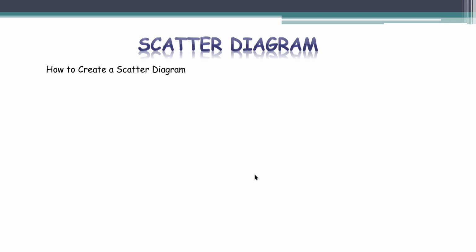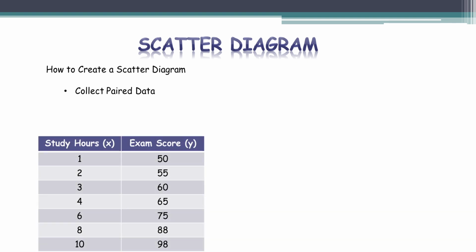Let's see how to create a scatter diagram. First, we need to collect a paired data. You need a data point that happens at the same time. For example, imagine we want to see if there is a relationship between number of hours a student spent on studying and the scores they achieved in an exam. We have collected data from 10 students.